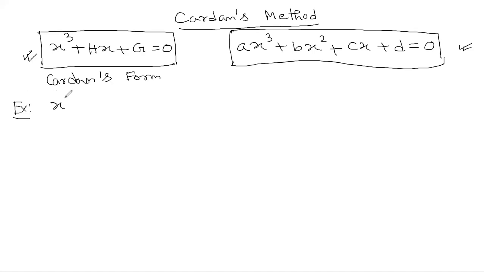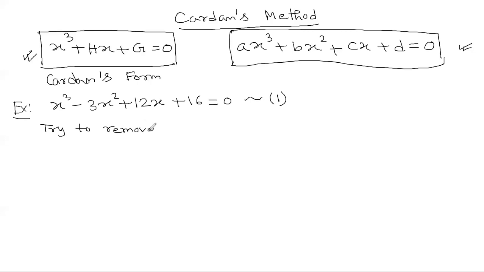x cube minus 3x square plus 12x plus 16 equal to 0. Let us try to solve this equation. Here you can see we have a square term present. So we'll try to remove this square term, and we'll reduce it to a cubic equation which is of Cardan's form, right?